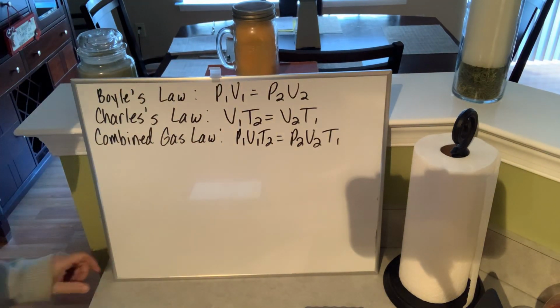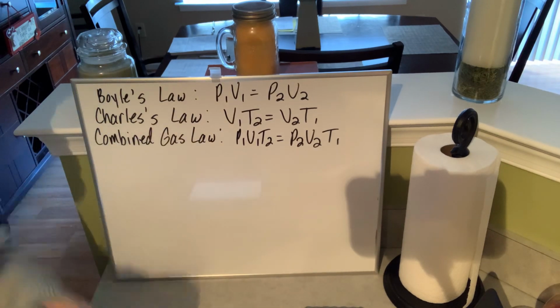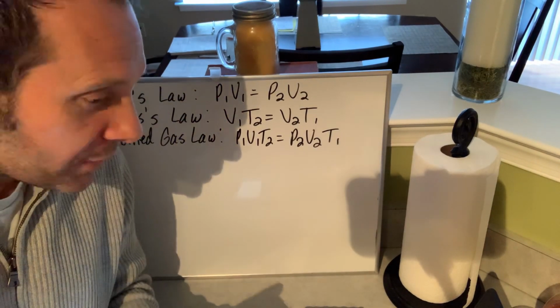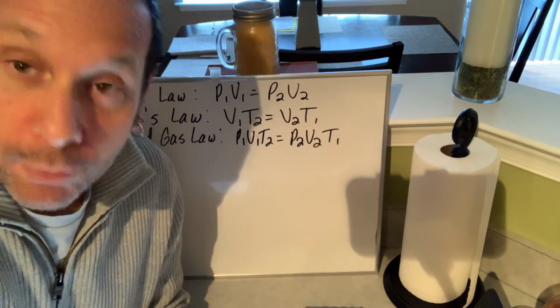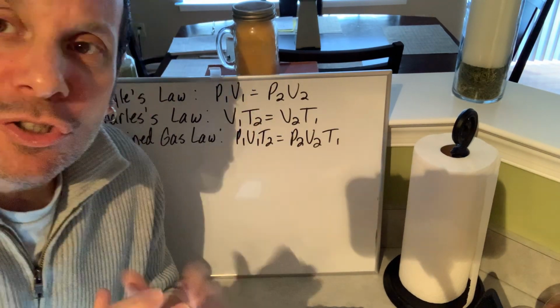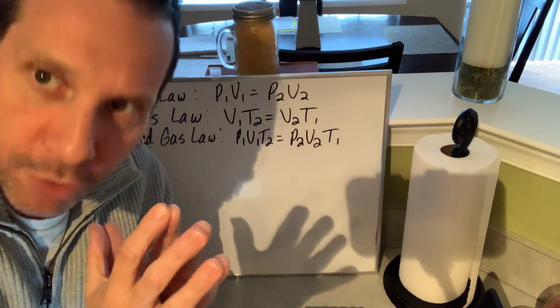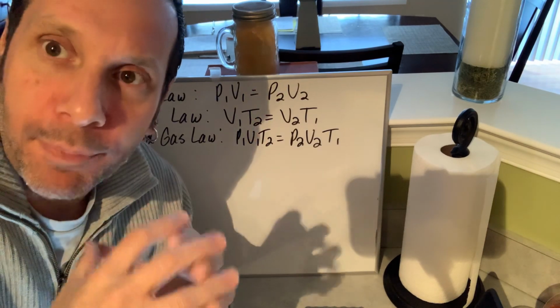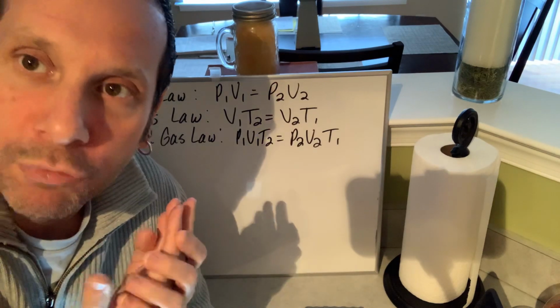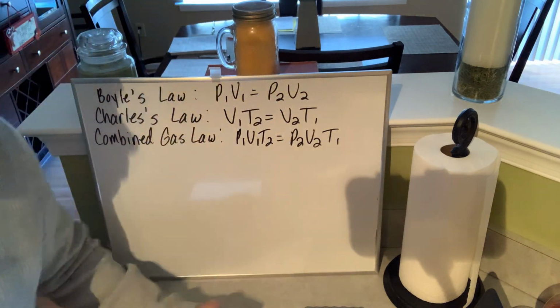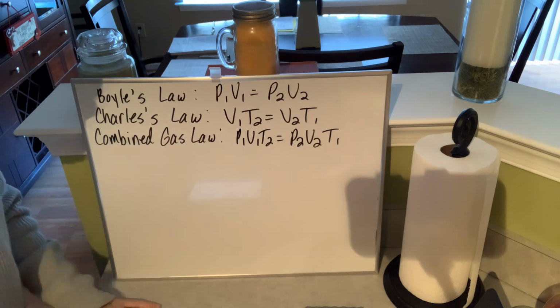But Charles's law is what's called a direct proportion. What that means is as one goes up, the other one's going to go up too. So what happens to gases, as long as you keep them at a constant pressure, if you heat them up, the volume is going to expand. So as the temperature rises, then the volume is going to rise also. That's keeping the pressure constant, of course.